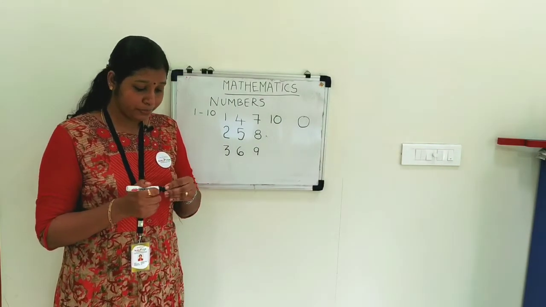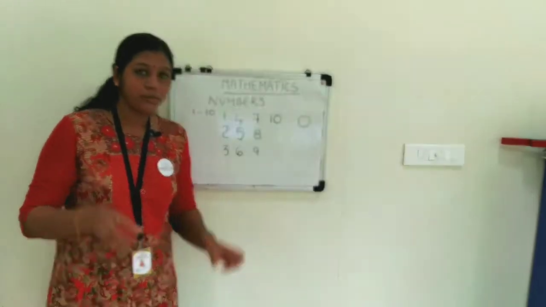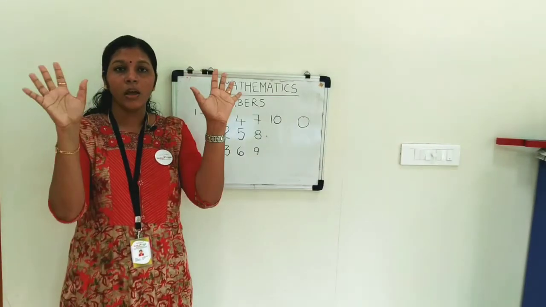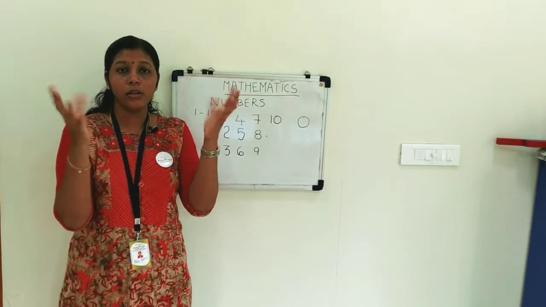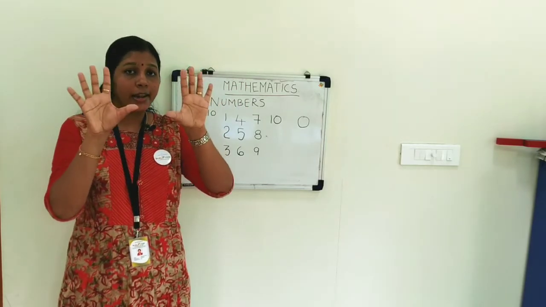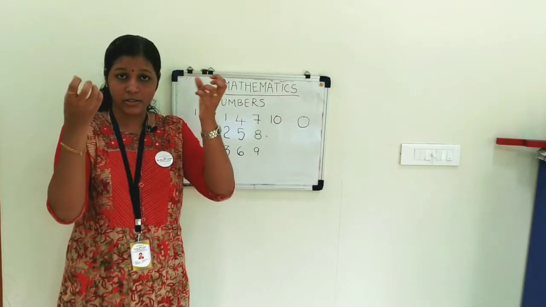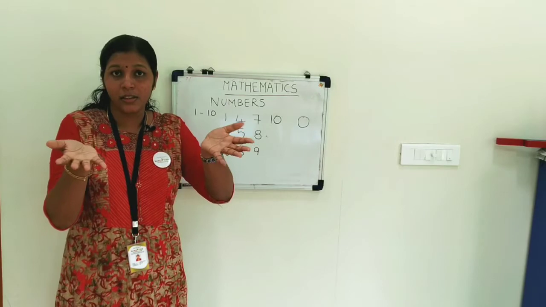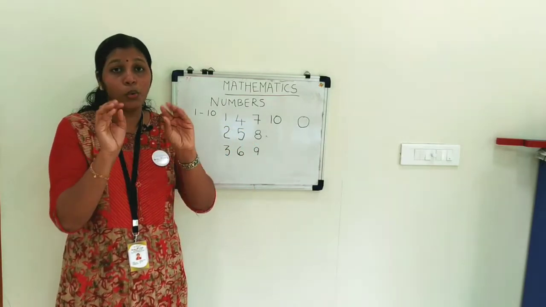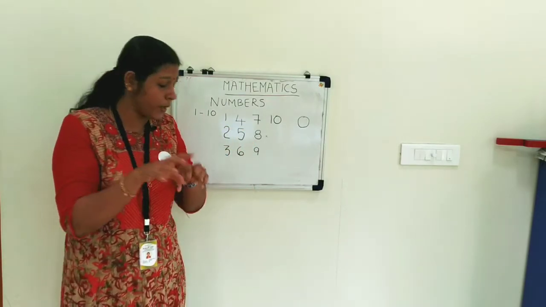Nothing. For example, see my hand. Is there anything in my hand? Look here. Nothing, right? This is 0. When there is nothing in my hand, we call that 0.